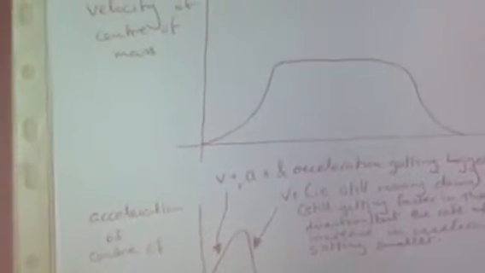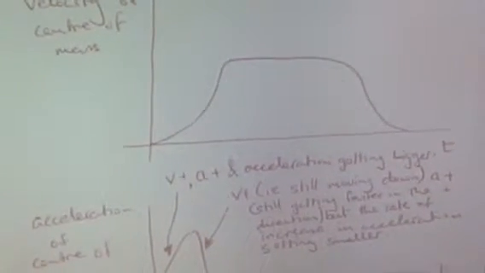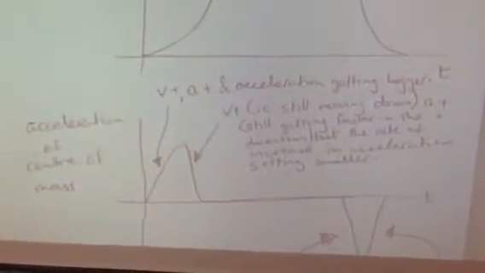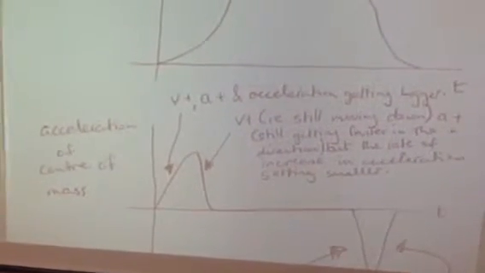So the 5 points in the graph really are, at the very first section, the velocity of the centre of mass is positive, the acceleration is positive, in other words they're speeding up in the downward direction, and the acceleration is getting larger and larger. The next section of the graph, the velocity is still in the downward direction. Their acceleration is also still in the downward direction, but the rate of their acceleration is getting smaller and smaller.